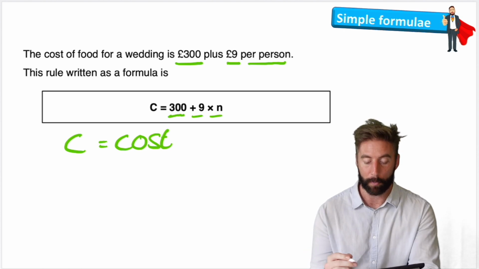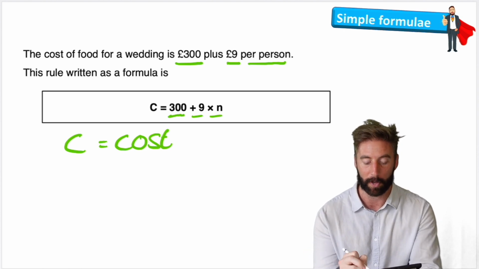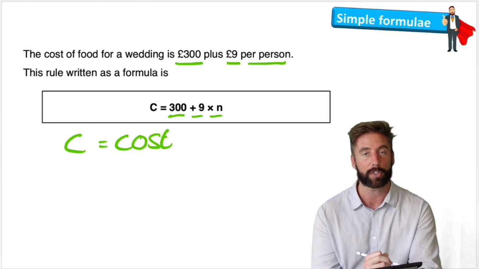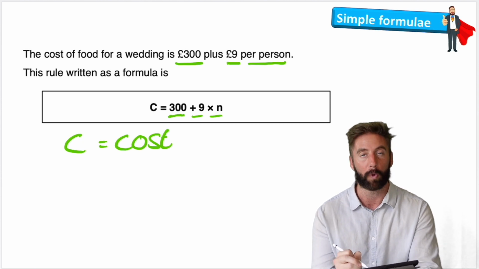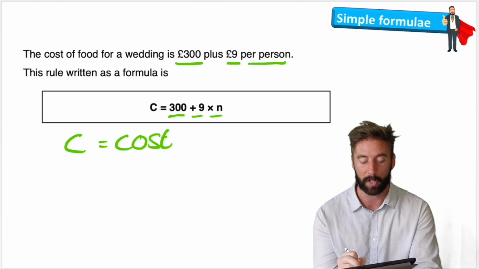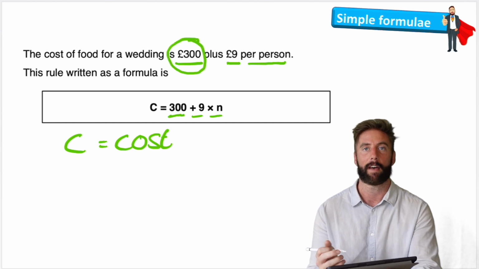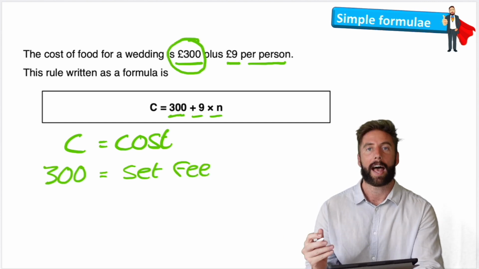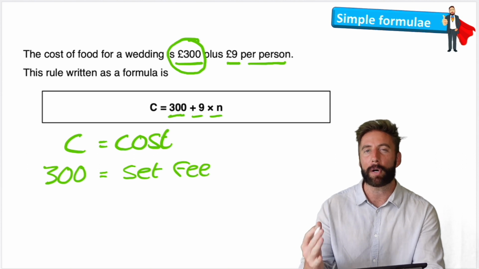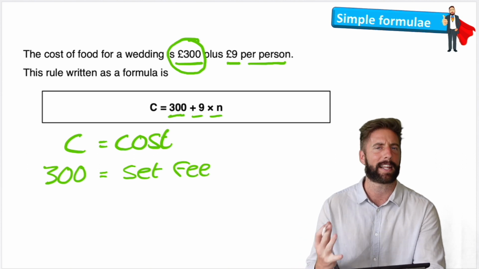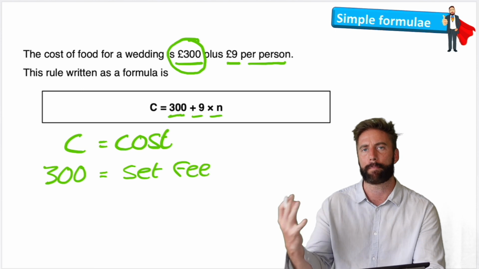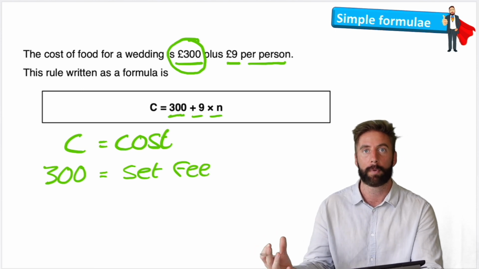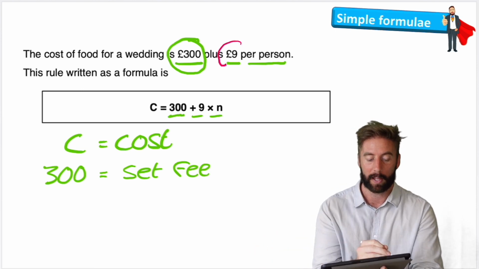Let's break down our formula here and just make sure we understand every element of it. So the C at the start is the cost, and the cost is equal to 300 because the 300 is a set fee, a fee for just having a wedding. And then we have to pay per person that's going to come to our wedding, which makes sense, doesn't it? If we're going to have a big wedding, we're going to have to pay more for more people that want to come, and if we have a small wedding, we're going to pay less. And the cost per person is £9.